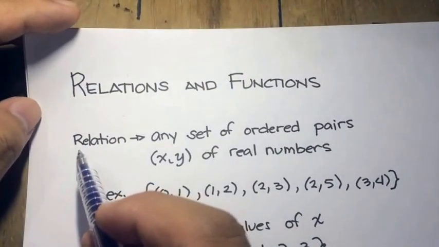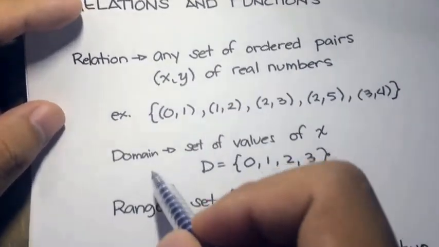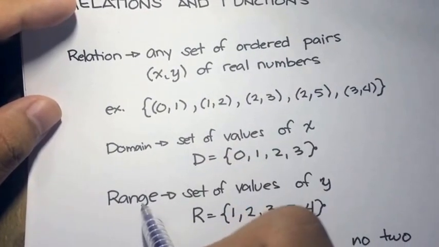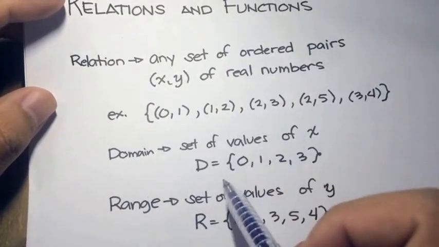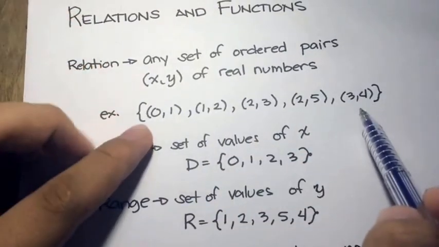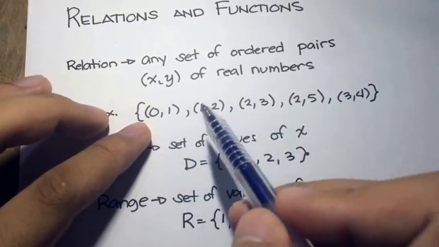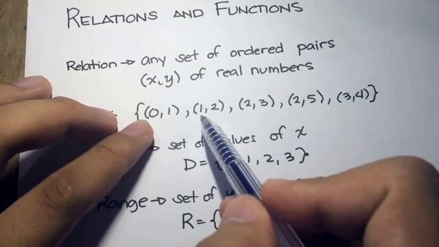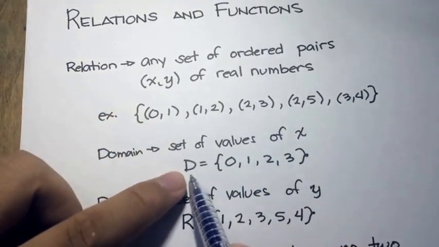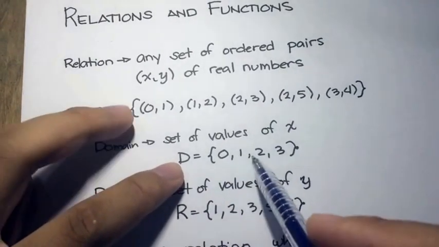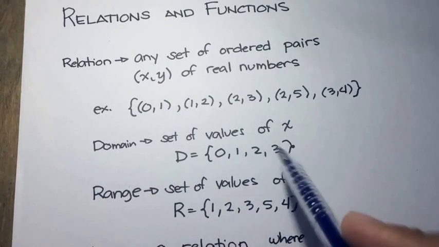And when we are talking about relations in math, we define two things. We call them the domain and the range. The domain is just the set of all possible values of x. So in our example, our x values, the first elements of our ordered pairs, are 0, 1, 2, and 3. That's why it's written here as the domain of this relation is equal to {0, 1, 2, 3}.